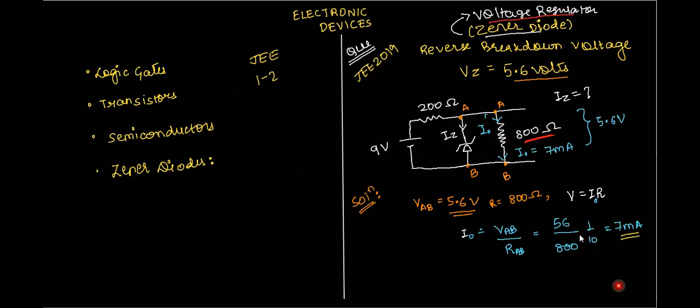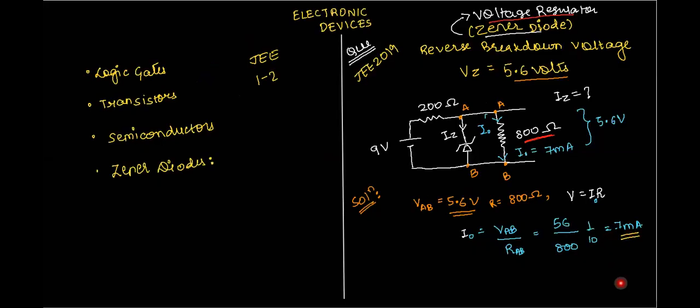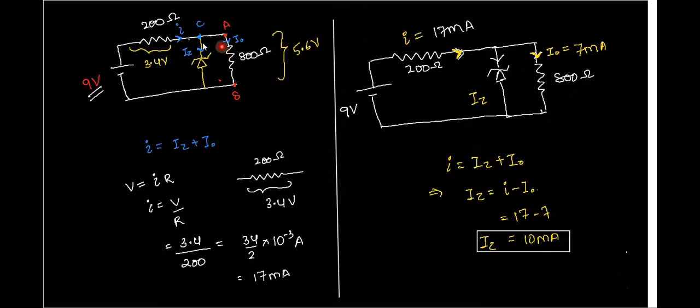Now, using this data, we tried to find out if the voltage across 800 ohms is same as the voltage across this Zener diode, that is 5.6. What is the value of I naught? We got that value as 7 milliamperes. After this, we know from the given question that 9 volt is the total voltage available, out of which 5.6 is across 800 ohms. Where is the rest of the voltage?